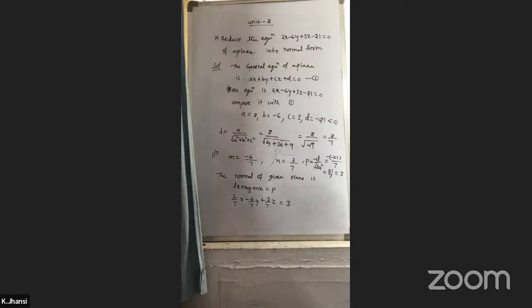Next, one more important topic in the second unit is finding the equation of a plane through a point and parallel to a given plane. The above one is about the perpendicular and the next one is about the parallel. This is also one of the 5 marks questions we have.